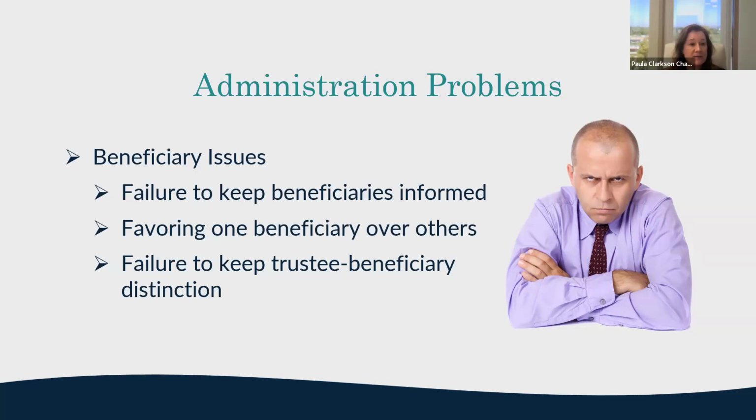Again, don't favor one beneficiary or the other. If you're making preliminary distributions, it should be pro rata across the board, not to one person and not to the others, unless we get written consent from the others that they're comfortable with it. Like I said, keeping your trustee and beneficiary hats separate is huge.